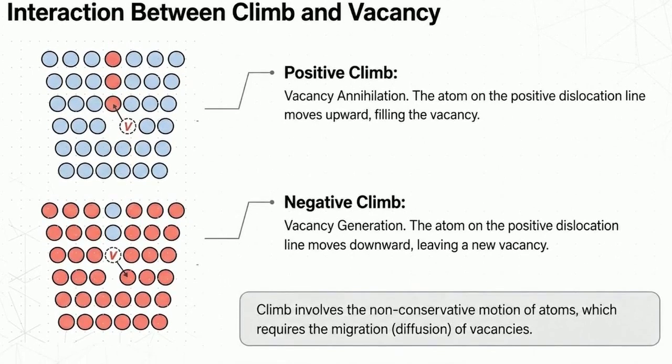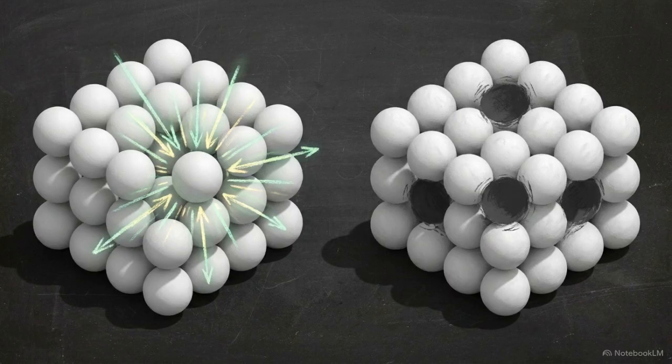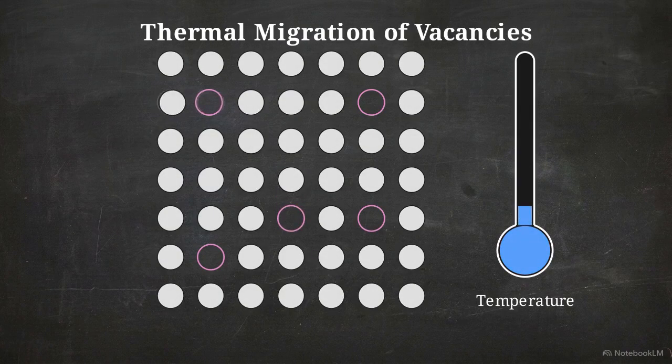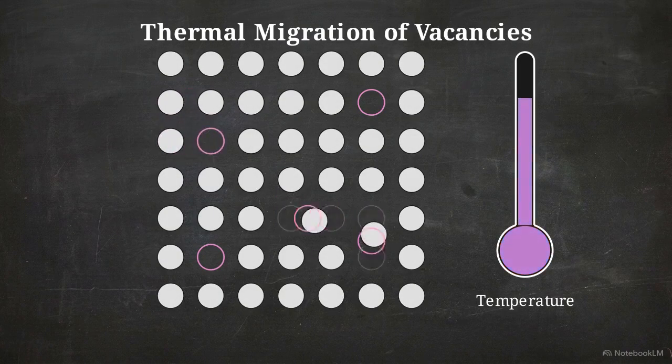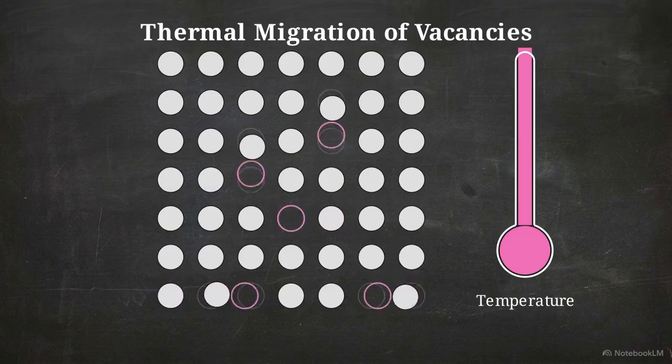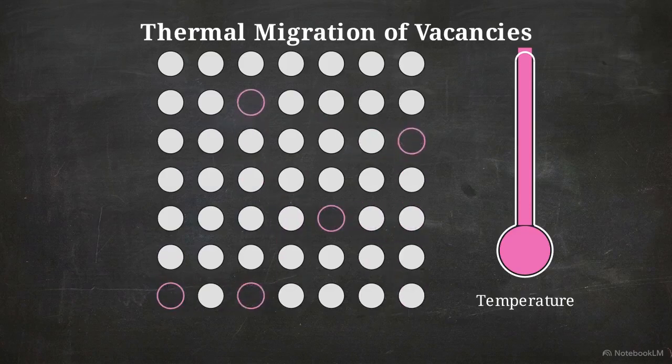Negative climb is the exact inverse. Here, an atom on the dislocation line moves downward, dropping out of its current plane entirely. By leaving its original position, that downward-moving atom generates a brand new vacancy in the lattice. Because this climb process alters the local mass of the plane, either absorbing or emitting atoms, it is classified as non-conservative motion. Non-conservative climb strictly requires empty spaces to physically migrate through the crystal. That makes it a temperature-dependent bottleneck for atomic movement.